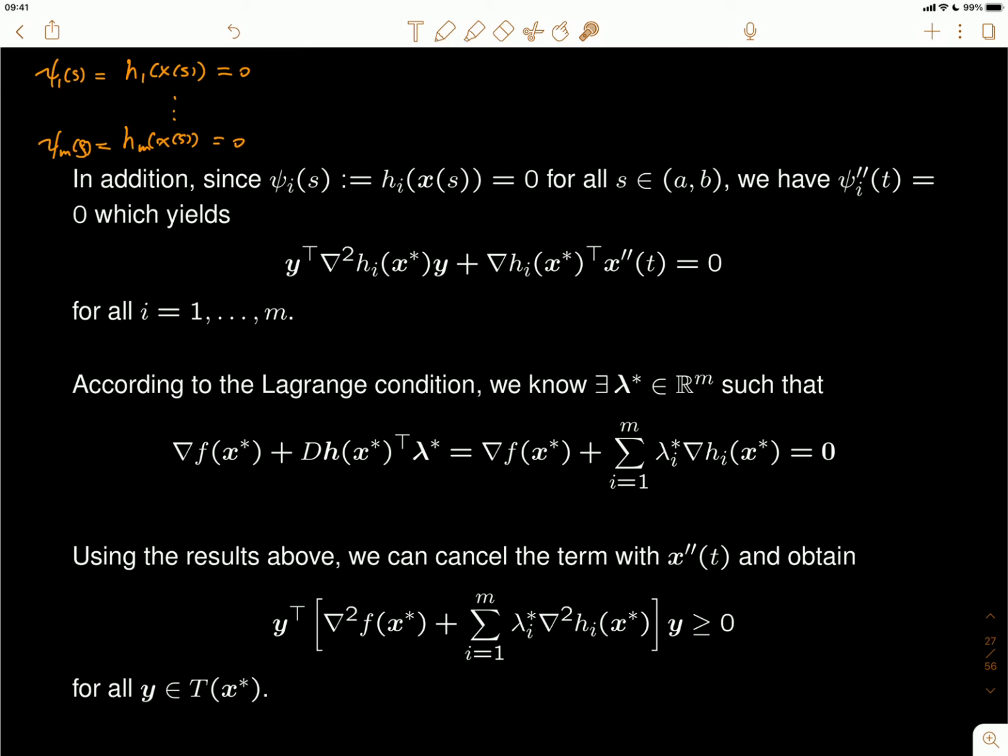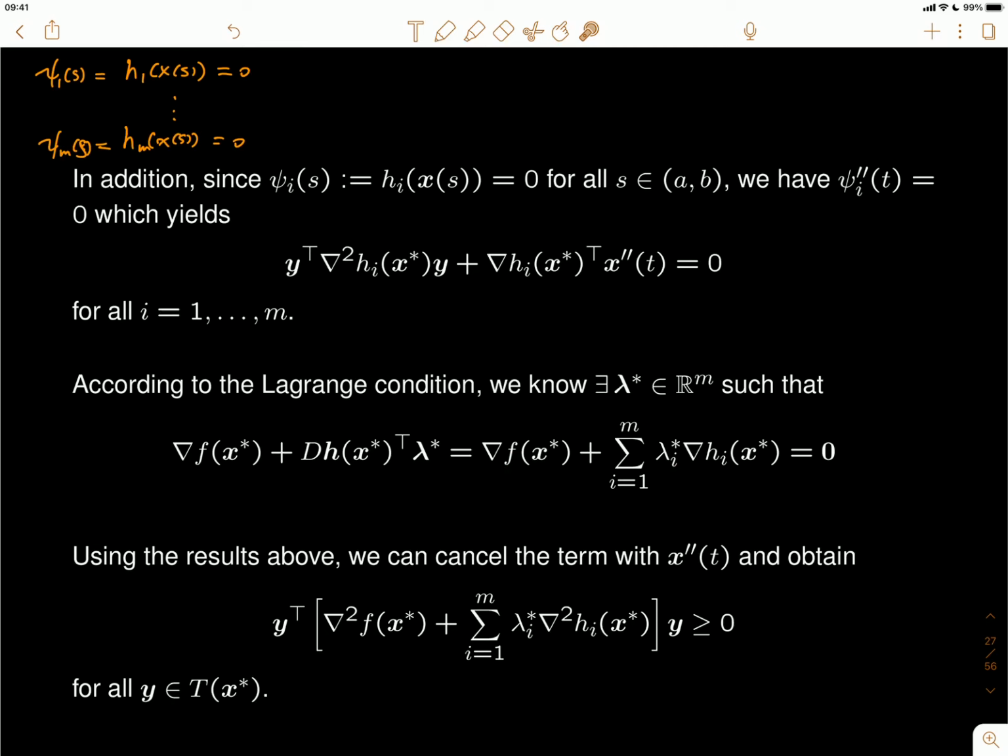Remember the Lagrange condition. For the Lagrange condition, we know there exists some lambda star such that the gradient f plus a linear combination of the columns here using the coefficients lambda star gives us 0. And remember, originally this one is just the Jacobian of h, which means that the rows are the gradients of hi's. Now I take the transpose, that means the columns are the gradients of hi's. And now I make a linear combination of them, so it's just a linear combination of the gradients of hi's. Right, and this, we know that there exists some lambda i star such that this plus this equals 0.